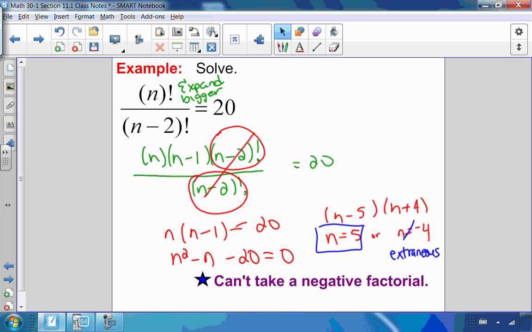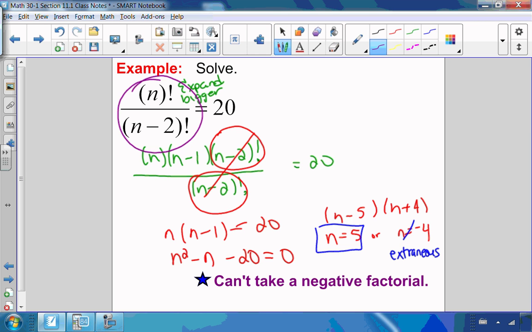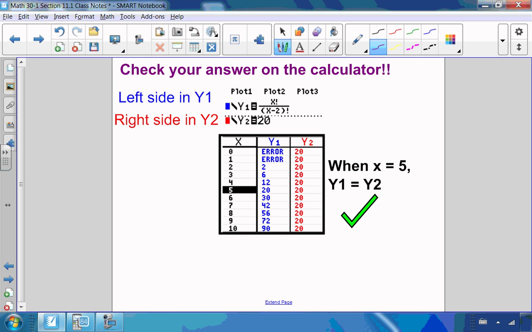Okay, again, you can check this in your calculator, and the way that I like to check is by putting left side into y1, right side in y2, and look at the table when n equals 5 and see if they are equal. I really don't think there's a point in doing a question if you're not going to actually check to see if you're right. So I'm a big fan of the check.